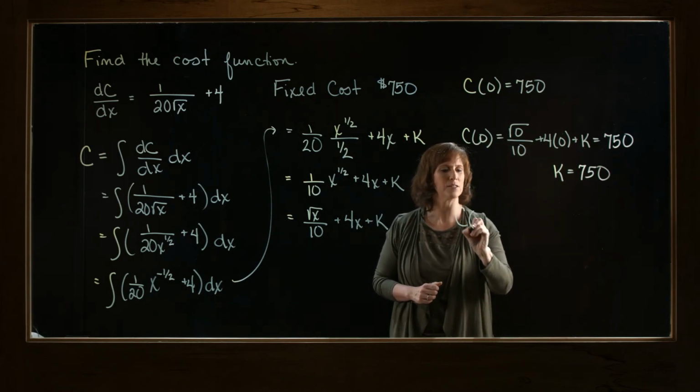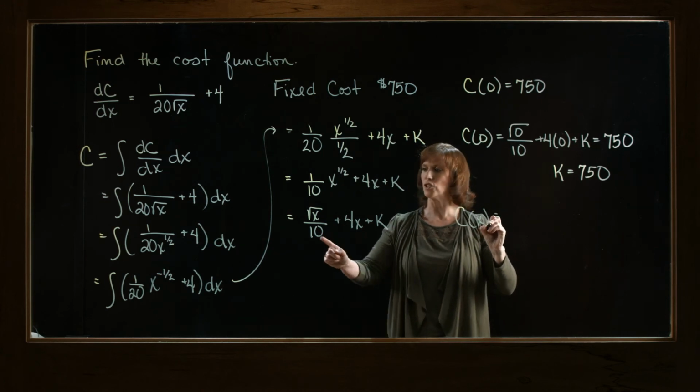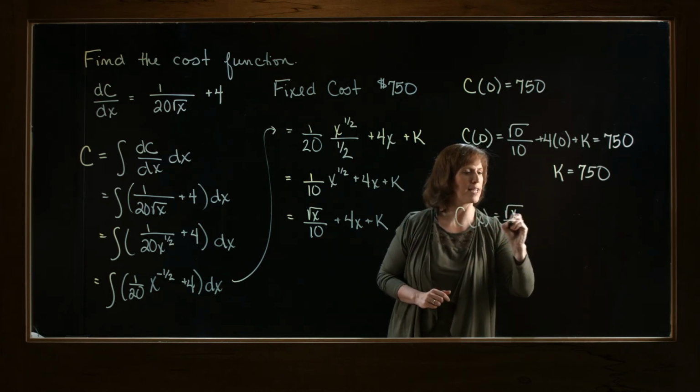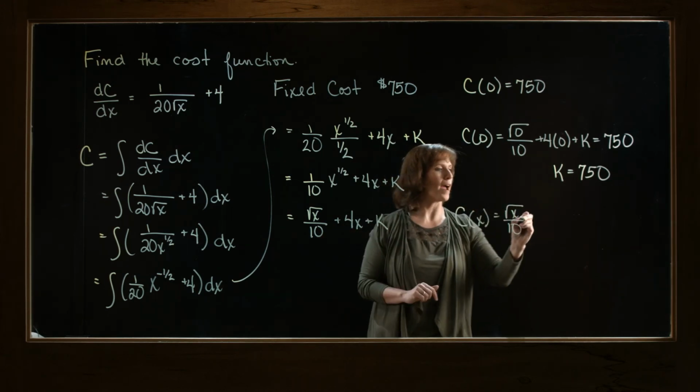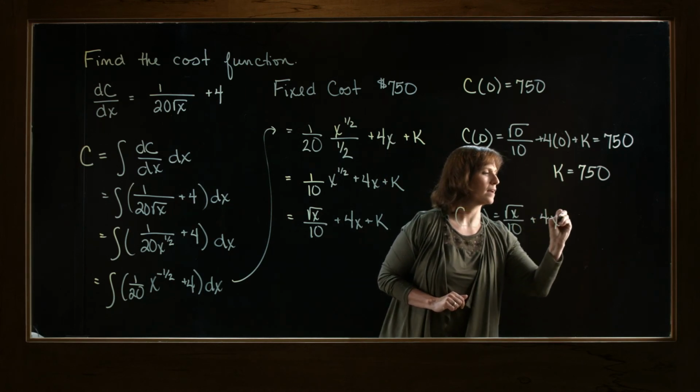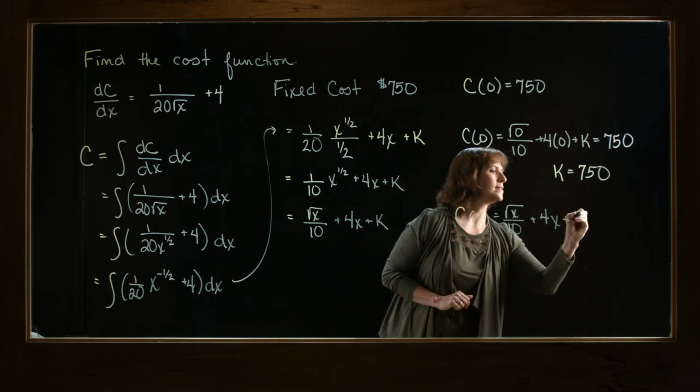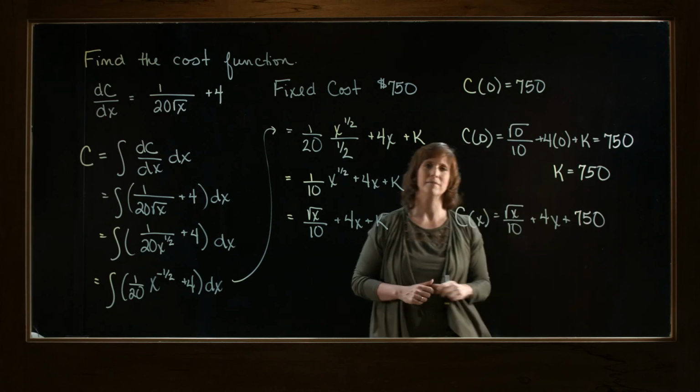So my final cost function is the square root of x all over 10 plus 4x plus 750. I hope this helps.